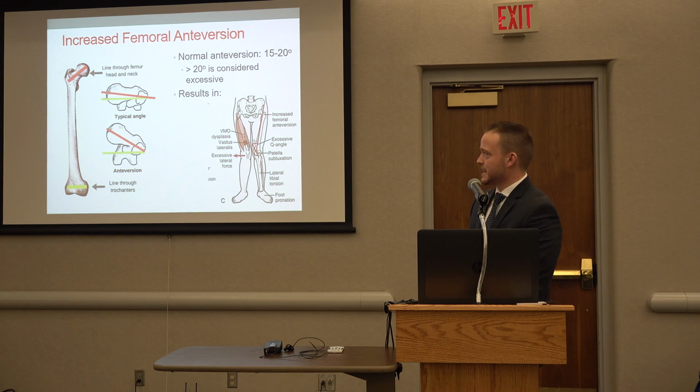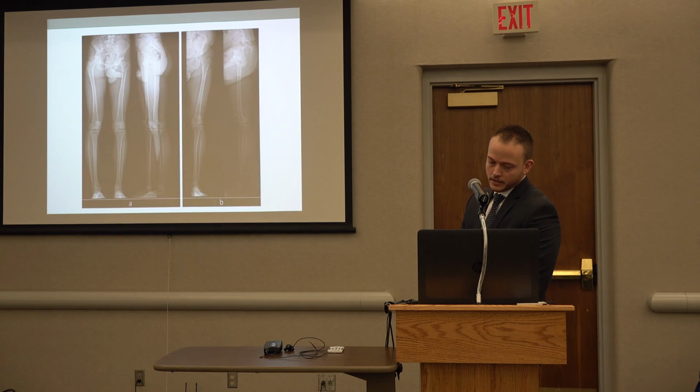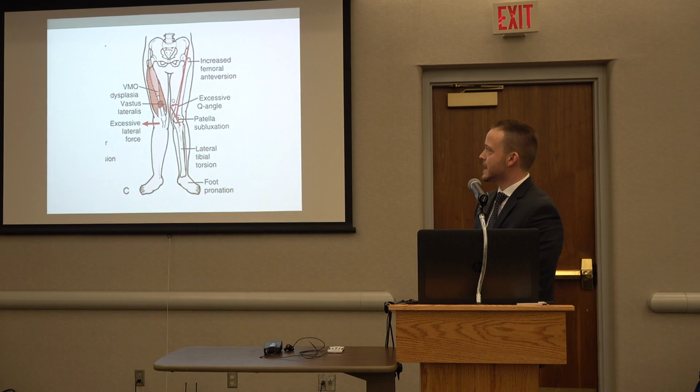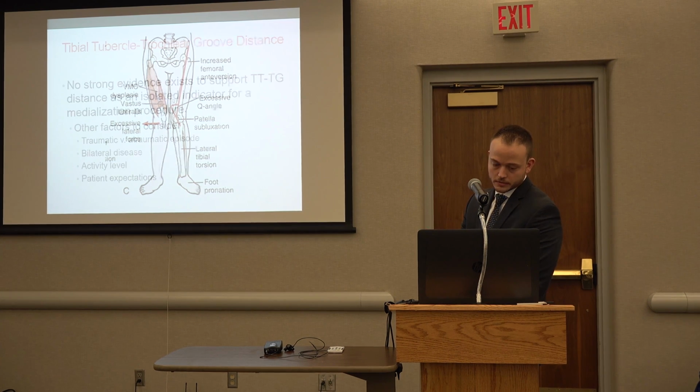If you draw this line in the axial plane between the head and neck of the femur and then the trochlea of the femur, if you have an anterior tilt to the distal femur, you're going to have a lot of different things happening here that put you at risk for lateral patellar subluxation, namely an excessive lateral force, dysplasia of some of the quad tendons due to the excessive Q angle because of how the femur is anteverted.